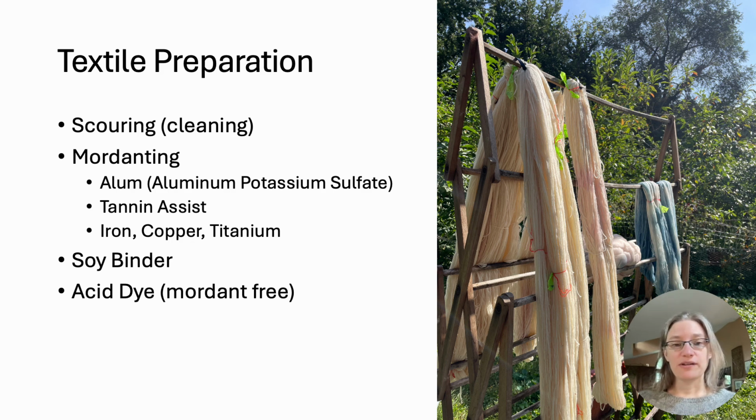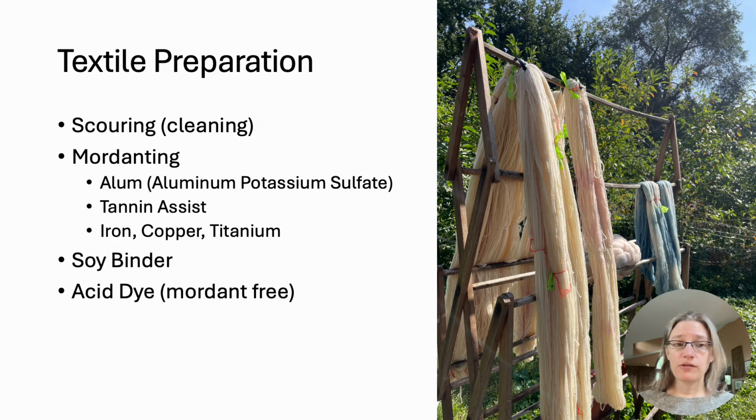So I mentioned before there's several steps to this. The first one is scouring or cleaning. So we really just want to get all of the oils, dirt, lanolin, all of that off of our fibers. Then we have mordanting. Mordanting is what we are going to use as a chemical process to actually make the dye stick to the fiber. So most mordants are going to be metal salts, and we'll get more into that.